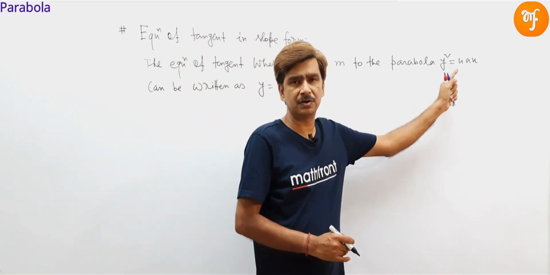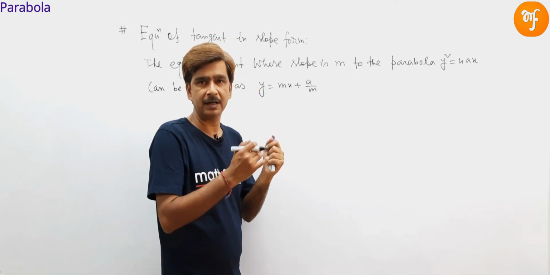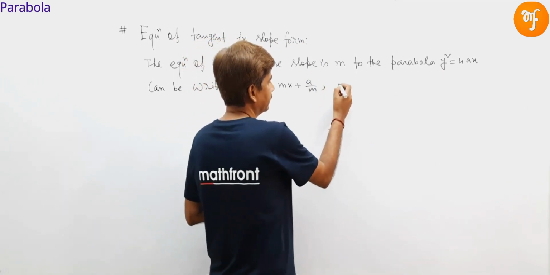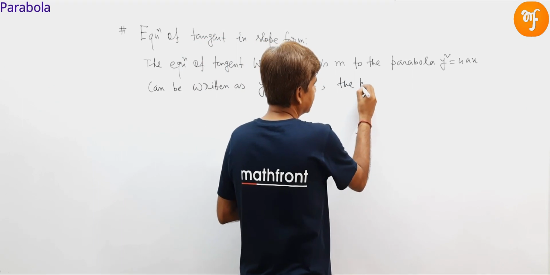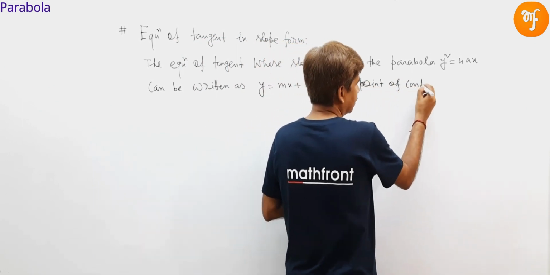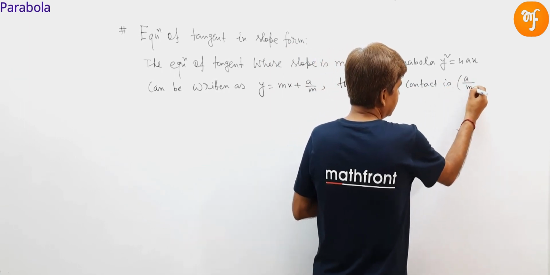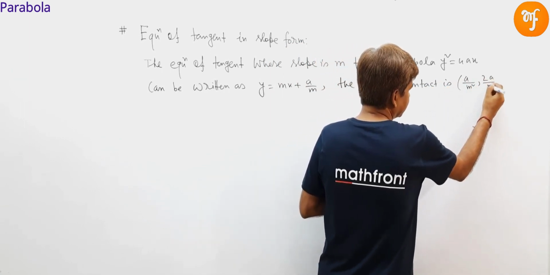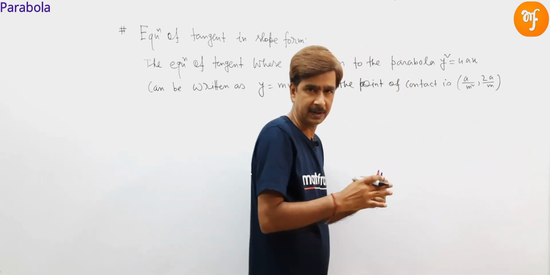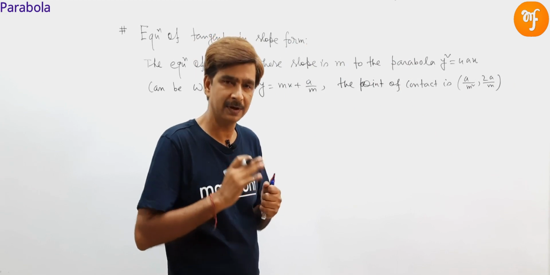We know y square is equal to 4x, we will get the value of a, and the point of contact is a by m square comma 2a by m. So in terms of m, the point of contact is a by m square comma 2a by m. Got it?